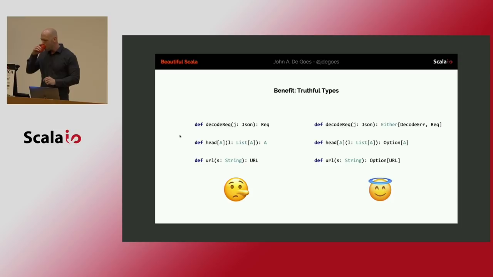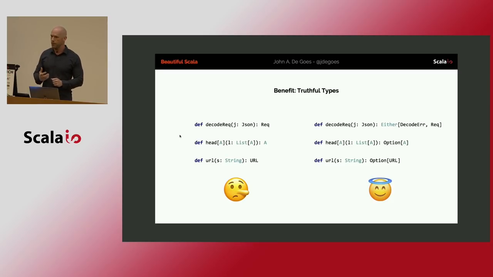Another benefit of programming with functions is that your types don't lie. So if you see something like the code rec, and it promises to be able to give you a request from any JSON value, that's a lie. That is telling you a lie. If you see something like head of list, that's a lie, because it can't give you an A for any list. It can only give you an A for some types of lists. Or if you see a function that can promise to give you a URL out of any old string, well, that's a lie. It can't possibly be satisfied. So these types are lying to you.